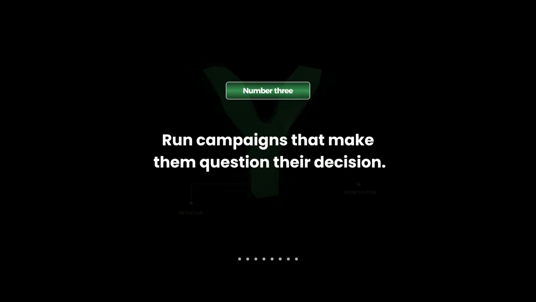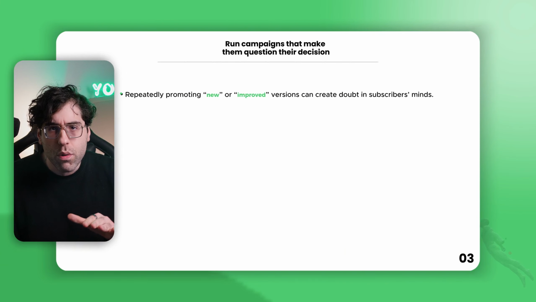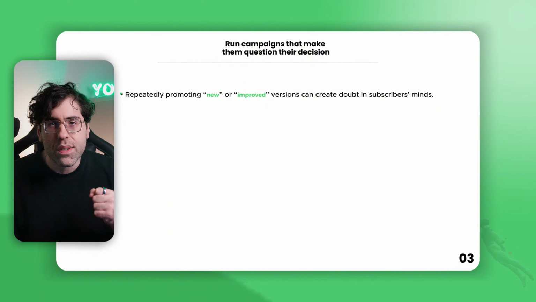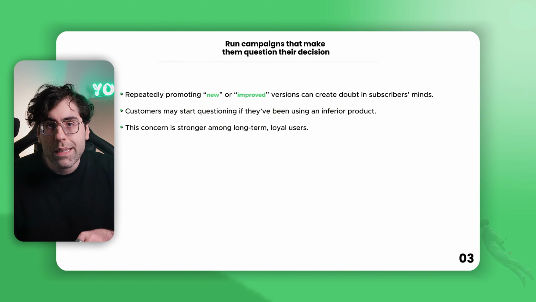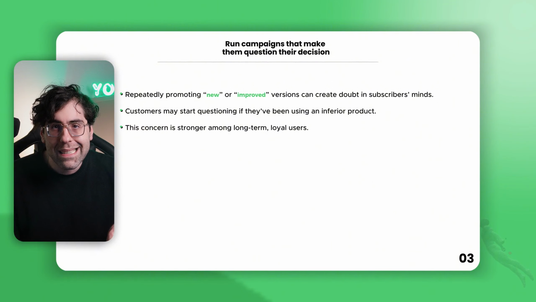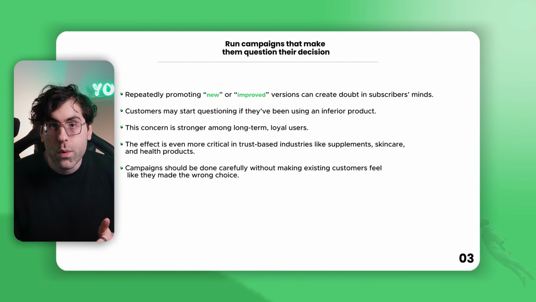Number three, run campaigns that make them question their decisions. Now, this one is sneaky. If your campaigns constantly say things like new breakthrough, new improved version, now with extra strength, etc., how will your subscribers feel, right? They're gonna think, well, hold on, have I been taking the lesser version for the last 3 months? And this is especially important if you sell a product that relies on trust, such as supplements, skincare, basically anything that's health related. Be careful how you talk. You can still do campaigns, but don't make them feel dumb, right?